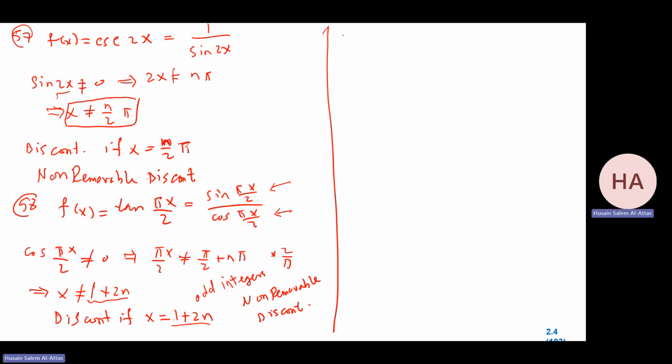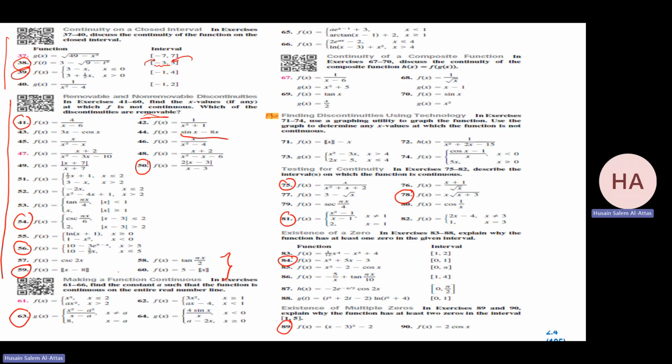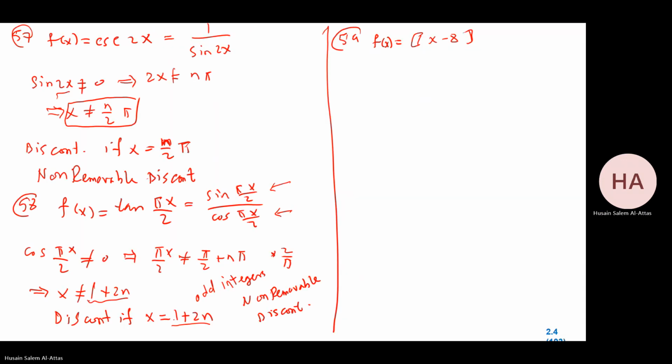The last one in this group, 59, I have f of x equal great integer x minus 8. Yeah, that's the last one. This one is the same idea. So this is when it's discontinuous. It's discontinuous if this is an integer, and that's true if x is an integer.